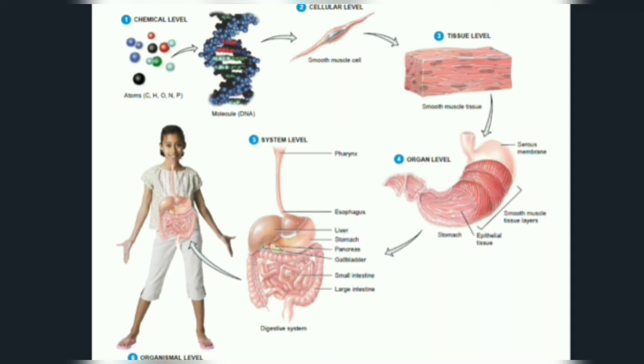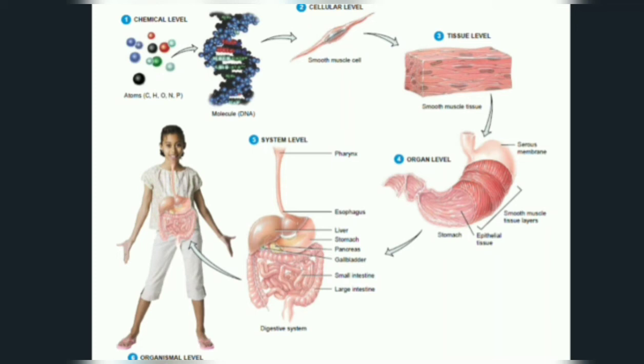Similarly, if you draw this analogy to our human body, at the chemical level you can see the atoms C, H, O, N and P. These are the essential elements which denote carbon, hydrogen, oxygen, nitrogen and phosphorus. When these atoms are combined, they form molecular structures, for example DNA and glucose.